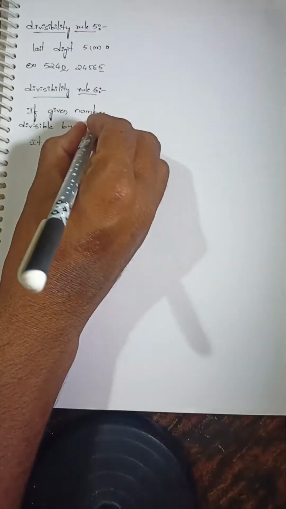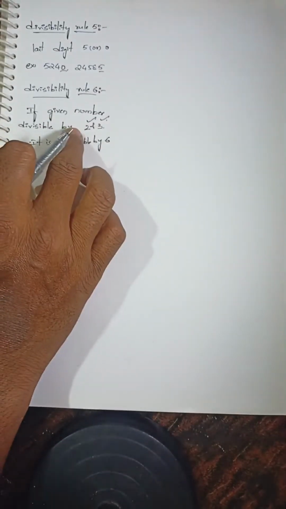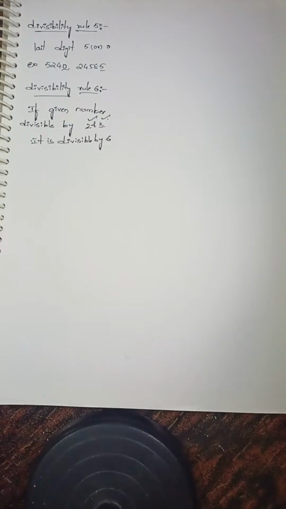It should be divisible by 2. It should be divisible by 3, not by only one of them. It should be divisible by 2 as well as it should be divisible by 3. That is called divisibility rule 6.